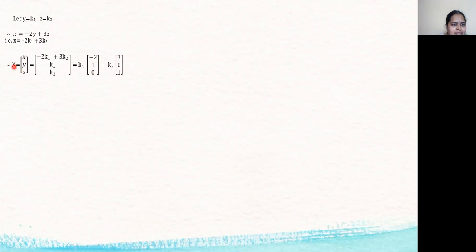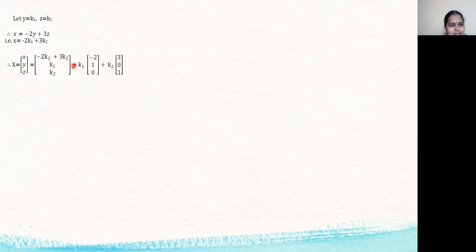So let us take y as k1 and z as k2 and substitute back in that equation. Then we get x value as minus 2y plus 3z. So in place of y write k1, in place of z write k2. So this is the x value and those are y and z values. Now the eigenvector x equal to xyz. In place of x write this one. Y is k1, z is k2.